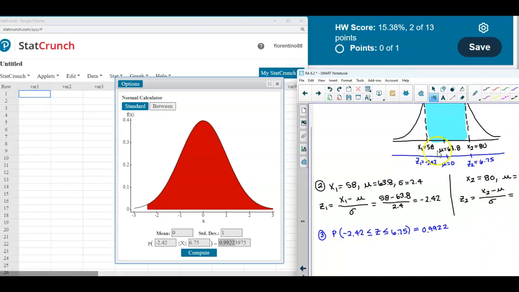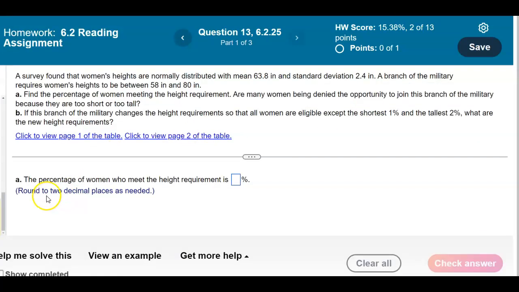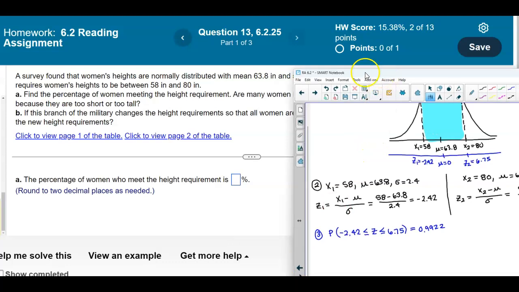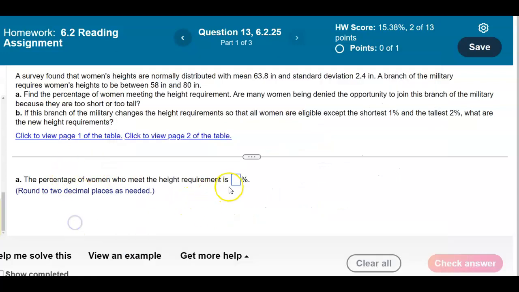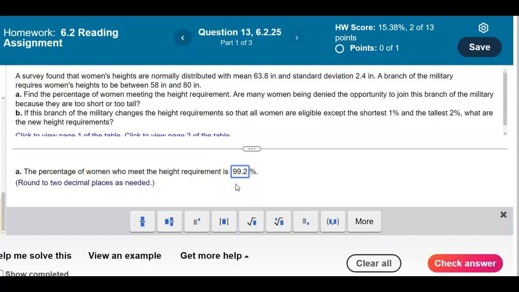Okay, so it says the percentage of women who meet the height requirement is, so we need to convert that to a percent and round it to 2 decimal places. We know that the probability is the same thing as area, and it's the same thing as a percent. So if we multiply this by 100%, then we would get 99.22%. So therefore we would say 99.22%.